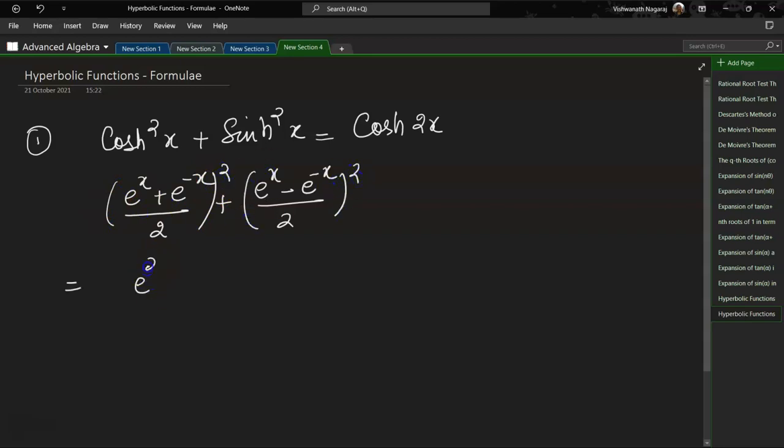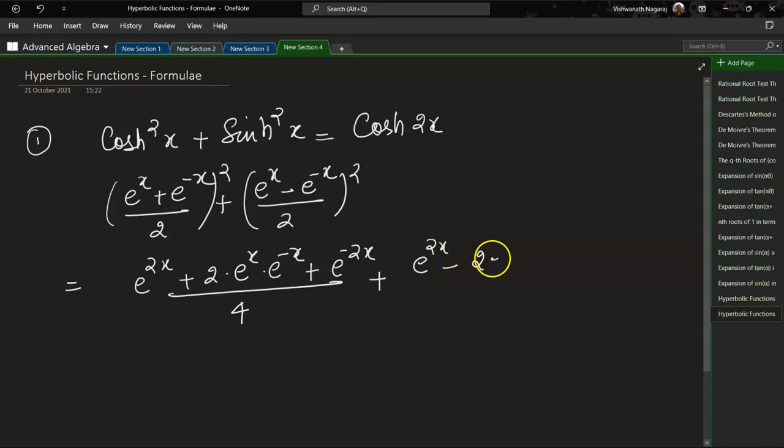So e to the power of 2x plus 2 times e to the power of x times e to the power of minus x plus e to the power of minus 2x by, we have to square the denominator also, so 4, plus e to the power of 2x minus 2 times e to the power of x times e to the power of minus x plus e to the power of minus 2x by 4. Denominators are same, so we can directly add them.